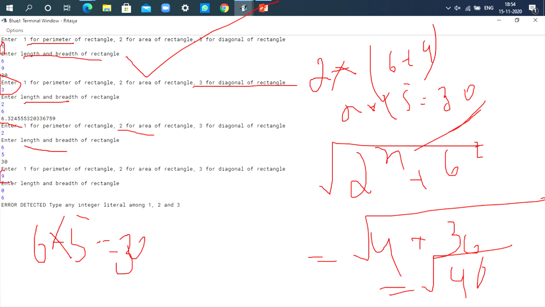Now I entered 9, which is not a valid choice. Then it asks for the length and breadth, and I entered 0 and 6. Then suddenly we got the error that such an option doesn't exist.